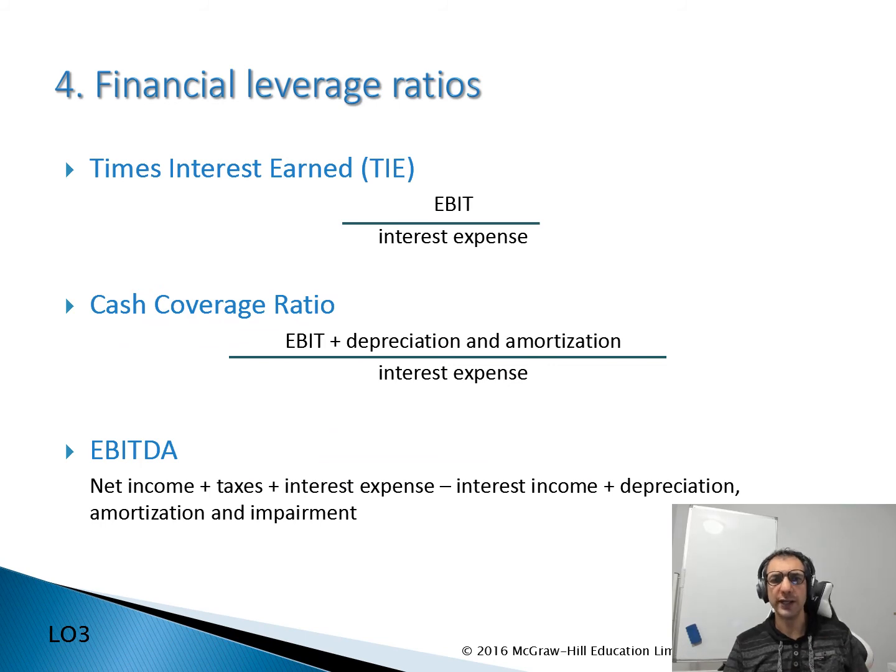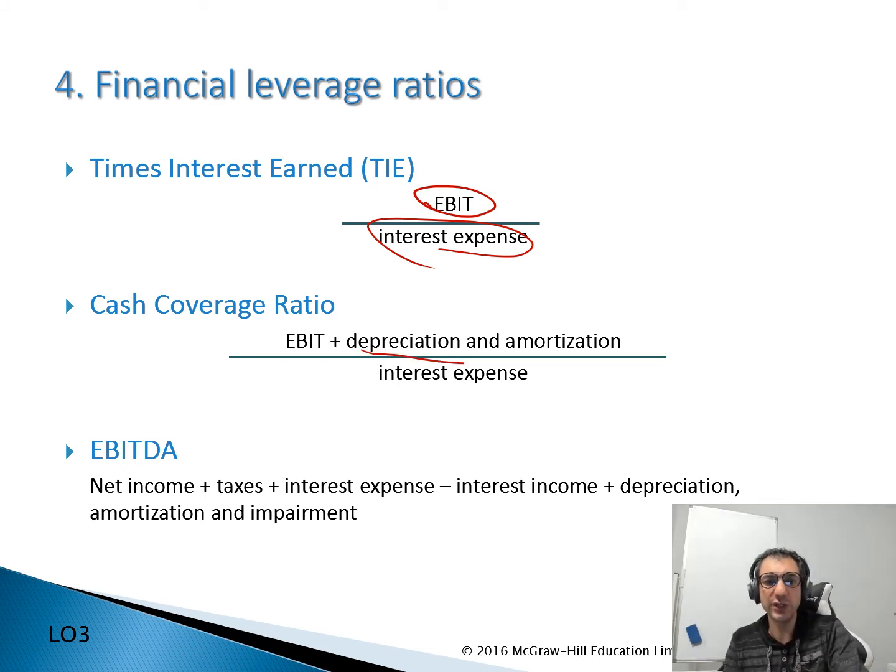There are some other financial leverage ratios, such as times interest earned. If you divide operating income, EBIT, earnings before interest and tax, by interest expense, you get times interest earned. It shows how much operating profit is available to pay off your interest. So if it's higher, that's a good indicator. It means you have enough profit to pay off your interest expense. So that's a good sign.